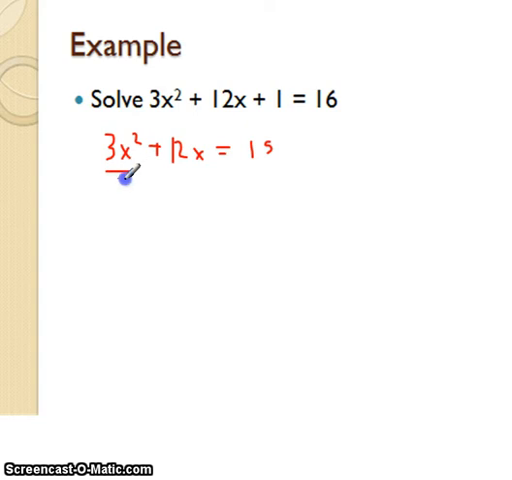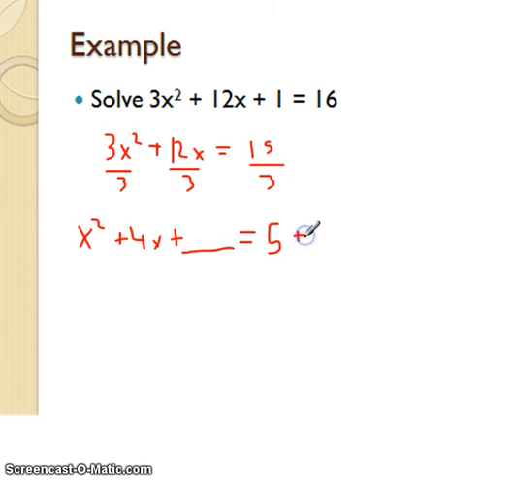So let's clean that up. We're going to divide by a. We cannot complete the square if the leading coefficient's not 1. So we can make it 1 by dividing by the 3. This gives me x squared plus 4x. And I'm going to go ahead and make room for the new c right here. That's going to be equal to 15 divided by 3 is the 5. And then I have to add that c to the right side as well.